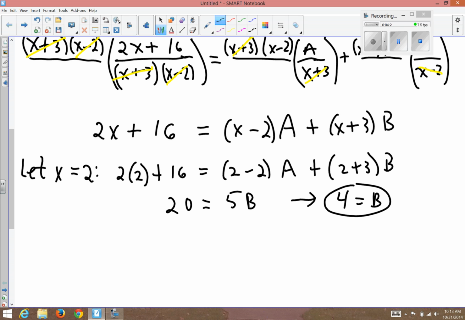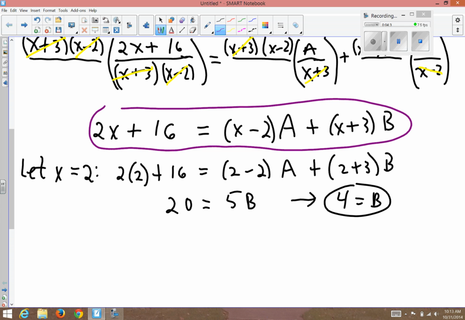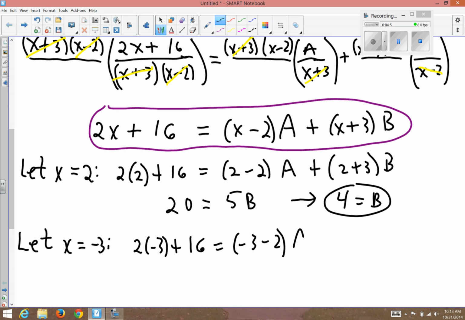And then we go back to this, and let x equal some other number. Any number, really. I'm going to use -3. Replacing every x with -3. 2 times -3 plus 16, I'm using the purple, equals -3 minus 2 times a plus -3 plus 3 times b.